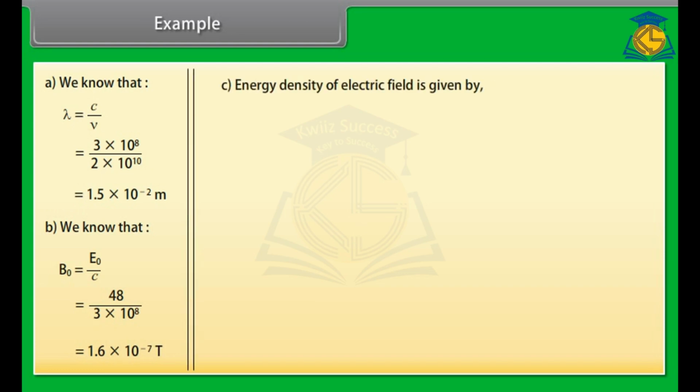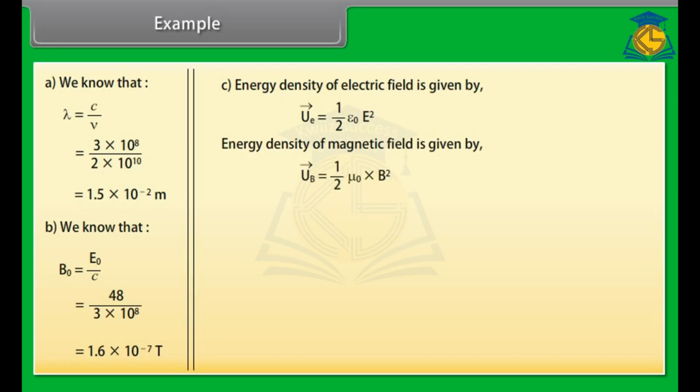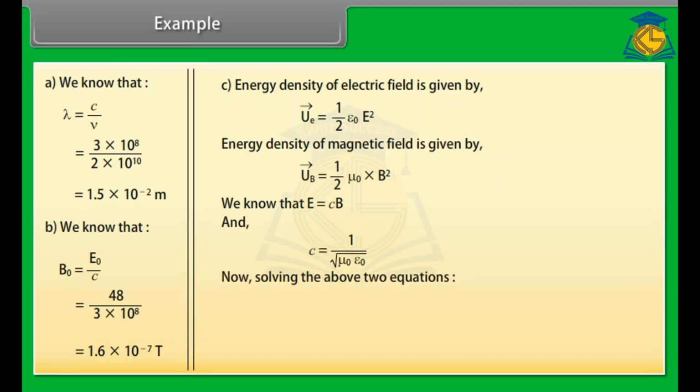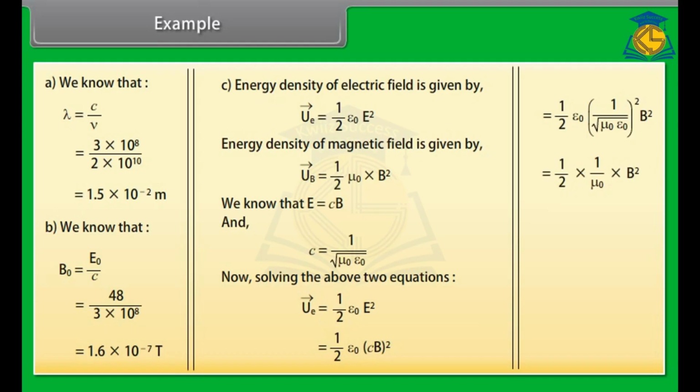Energy density of the electric field is given by half epsilon naught E squared. Energy density of the magnetic field is given by half mu naught B squared. We know that E is equal to cB and c is equal to 1 upon the square root of mu naught epsilon naught. On solving the above two equations, we get that the average energy density of the electric field equals the average energy density of the magnetic field.